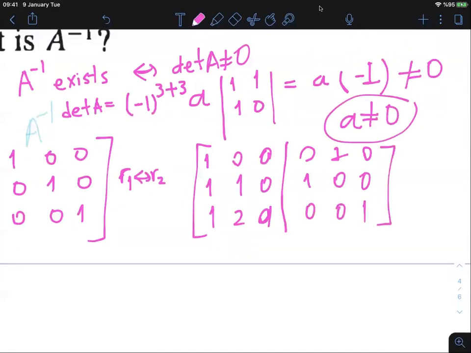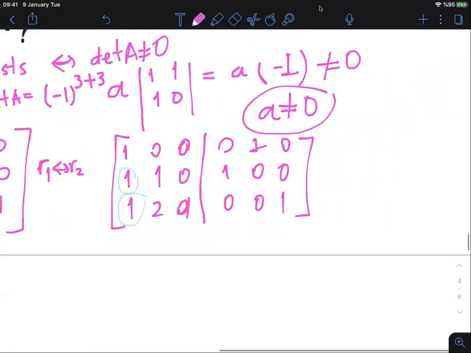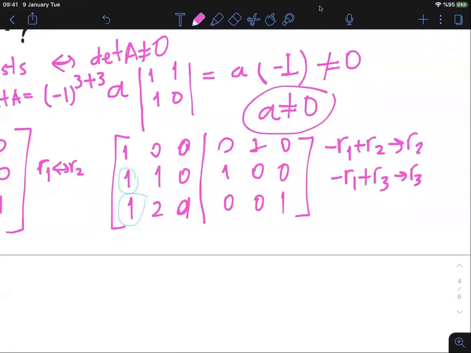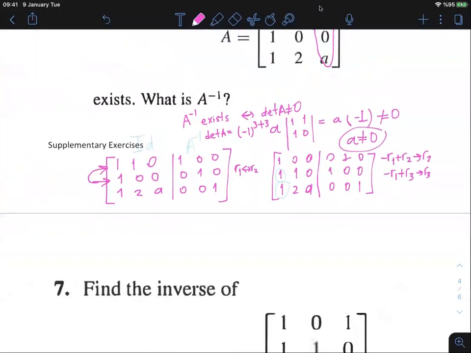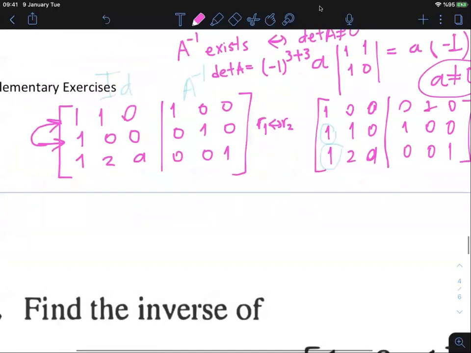Okay, that's the first operation. Now I have to make these guys equal to 0. And to do that, I use these row operations: minus row 1 plus row 2 to row 2, and minus row 1 plus row 3 to row 3. So what do we get if we use those things?